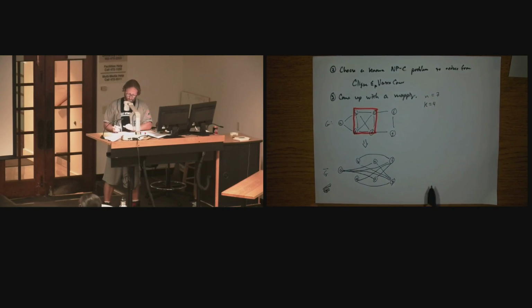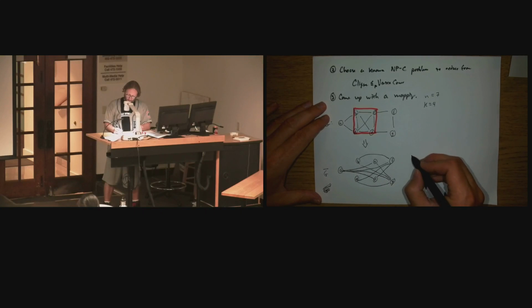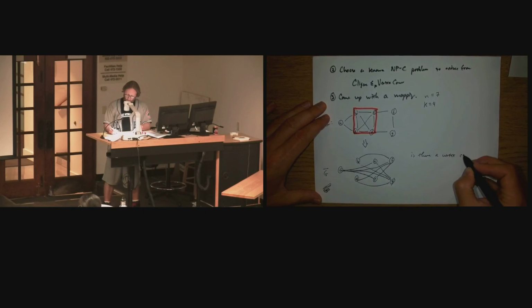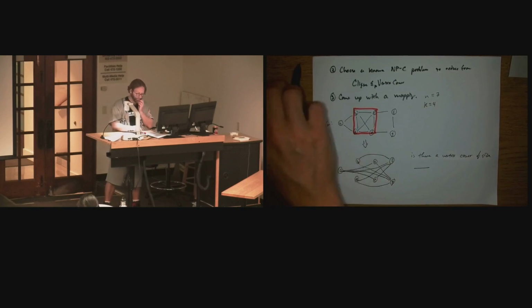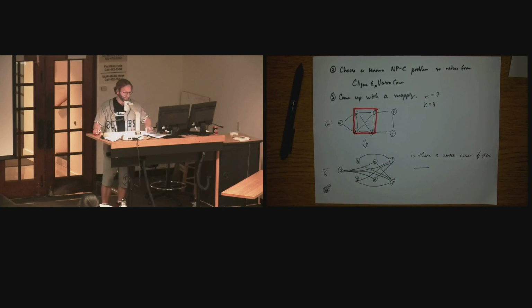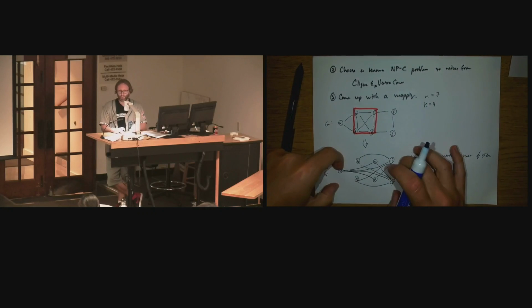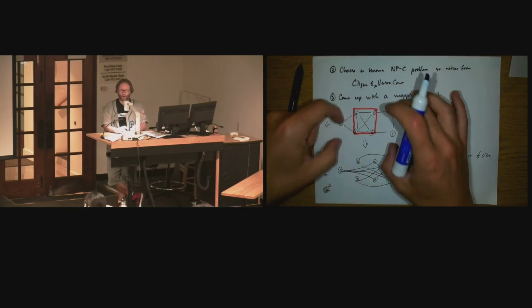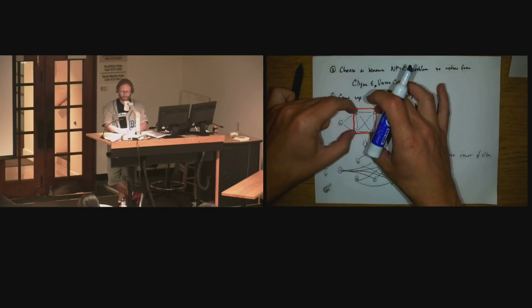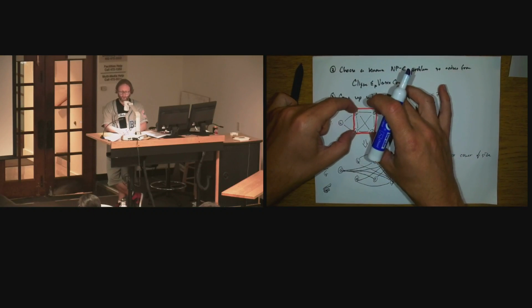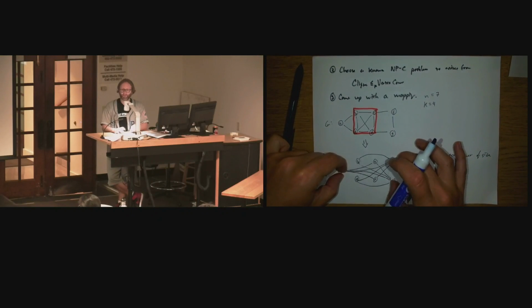Now I'm going to ask, is there a vertex cover of size blank? The hint that I'm going to give you is think about the opposite. This is the opposite graph if you want to think of it that way. This is the complement graph. If this is a clique of size 4, then what is the opposite set over here?